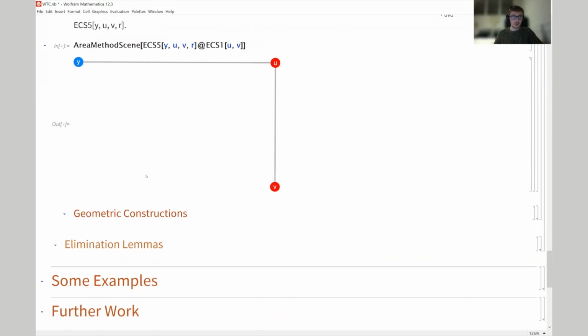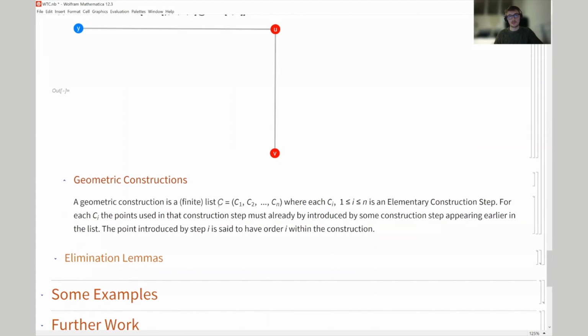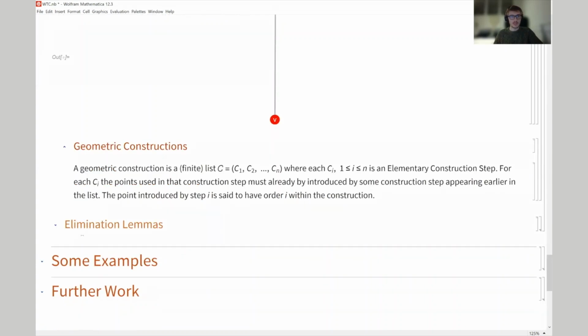And now that we know what the construction steps are, we can define a geometric construction to be a finite list of such elementary construction steps, where in each construction step Ci, the point introduced in that step must only depend on points already introduced into the construction, which I hope makes sense.